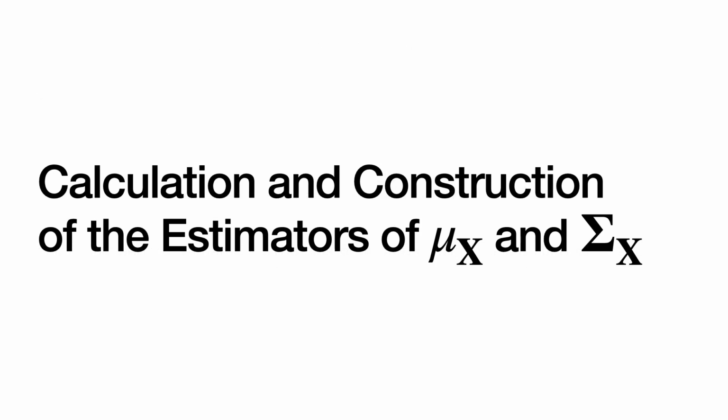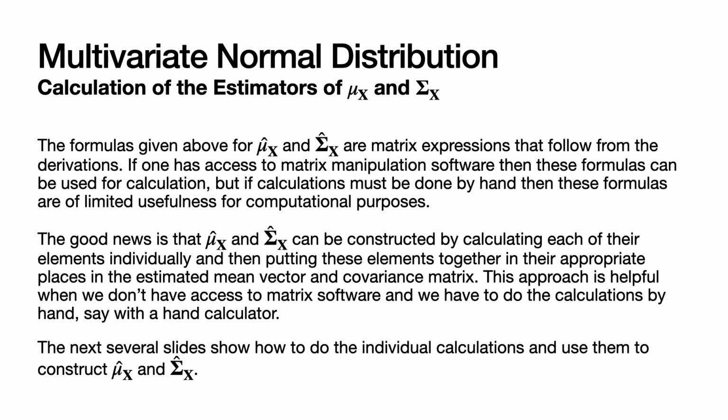Finally, let's look at a couple ways of constructing the various structures containing the parameter estimators that we've derived for the multivariate normal distribution. The formulas given above for the unbiased estimators, mu hat sub x and cap sig hat sub x, are matrix expressions that follow from the derivations. If one has access to matrix manipulation software, then these formulas can be used for calculation. But if calculations must be done by hand, then these formulas are of limited usefulness for computational purposes.